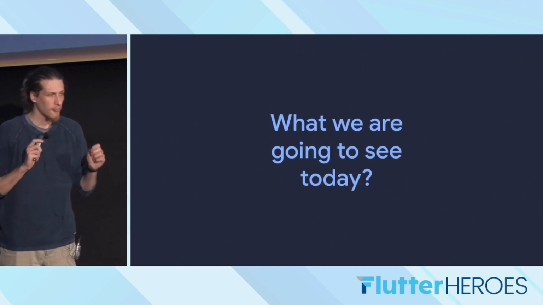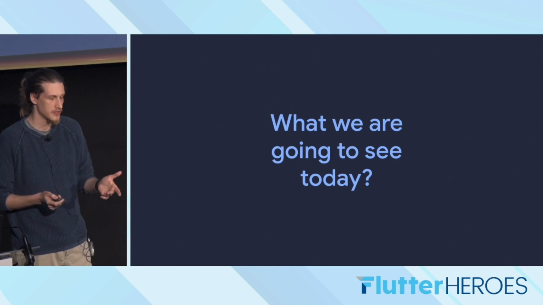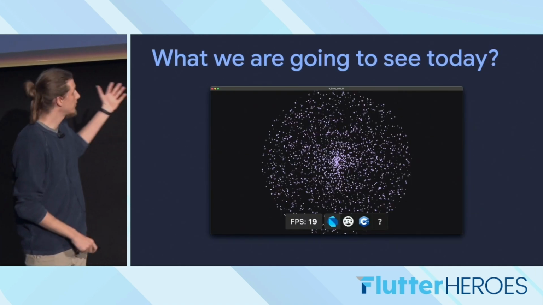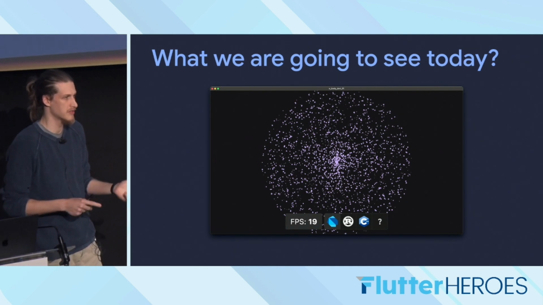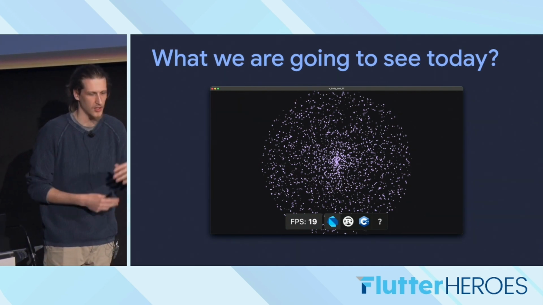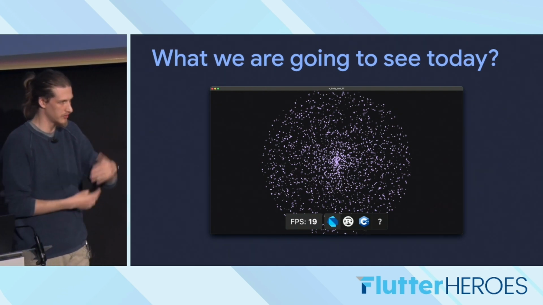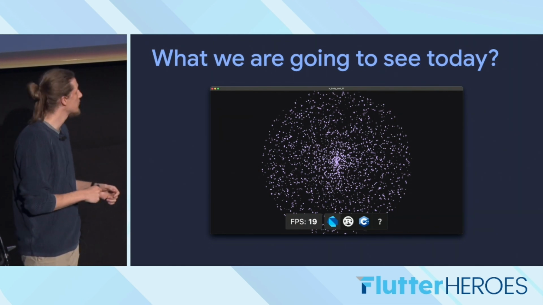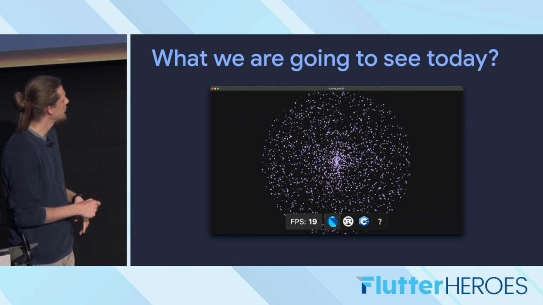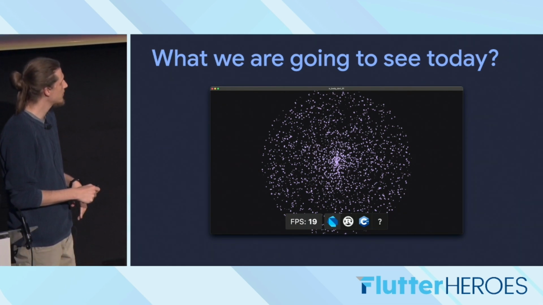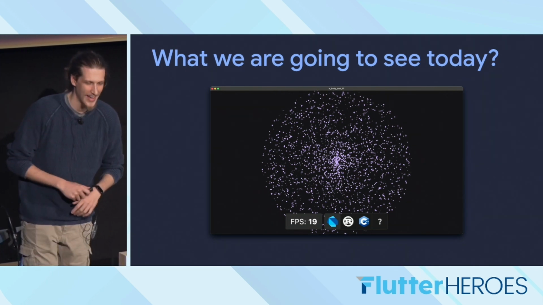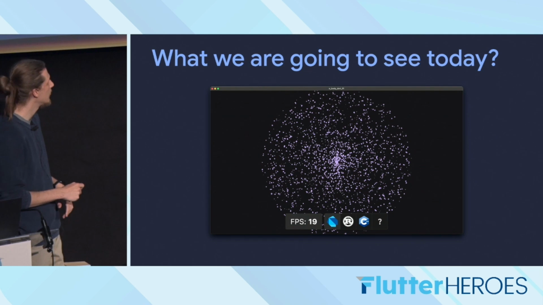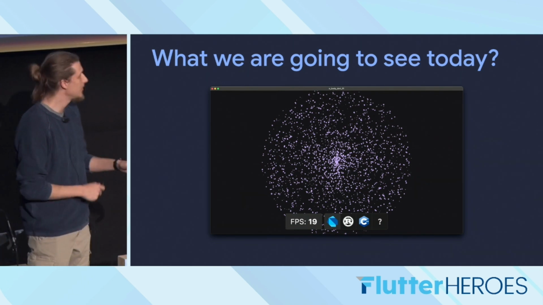So, what we are going to see today. I've created a small demo, which is a simulation of bodies and particles that spin around one another. And as you can see, I used Dart, Rust, C++, and a secret language. Okay? And we are going to make a comparison of FPS.